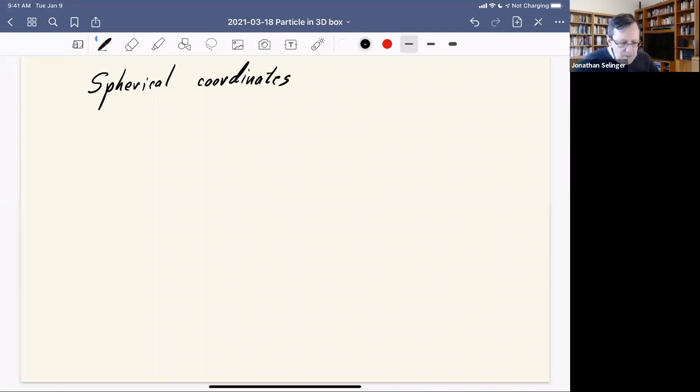So, this is supposed to be a motivation to consider another coordinate system and work with another coordinate system, even if you already know and like Cartesian coordinates. Still, this is a problem where you can give up on Cartesian coordinates. So let's think about spherical coordinates, all right?